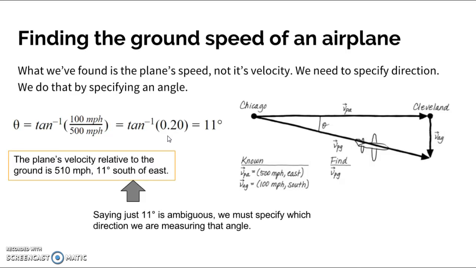Now when you're saying your answer, you have to be specific. So the plane's velocity relative to the ground is going to be 510 miles per hour, 11 degrees south of east. If we just said 11 degrees, that's ambiguous. We don't know how that 11 degrees is measured. We don't know if we're going clockwise, counterclockwise, anything like that. That's why we have to specify south of east in this situation. So just make sure in the future, if you're specifying an angle of a vector, you specify what you're measuring that angle from.